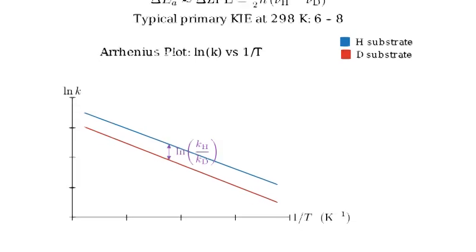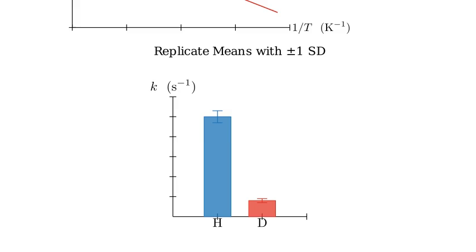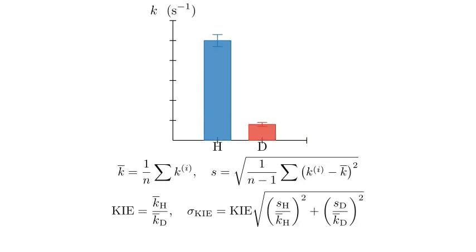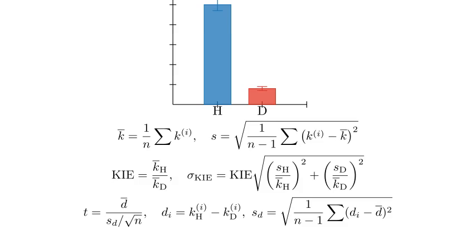Next, the statistics. We measure replicate rates for hydrogen and for deuterium, compute the sample means and standard deviations, then propagate uncertainty for the ratio. The mean k_H and k_D, with plus or minus 1 standard deviation, are shown here. If the kinetic isotope effect is the ratio of the means, then the uncertainty in the ratio is the ratio times the square root of the relative variances added in quadrature. To test significance, a paired t-test compares replicate differences, giving a t-statistic equal to the average difference divided by the standard deviation of the differences over root n.